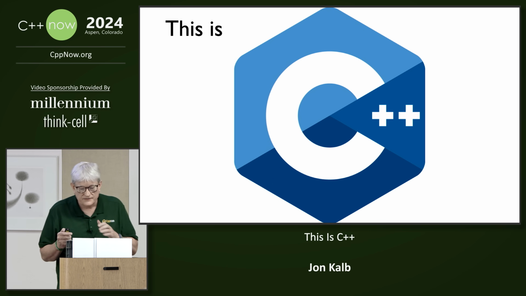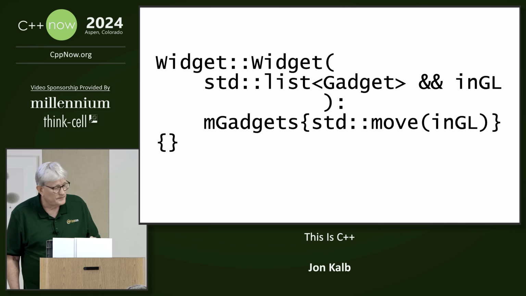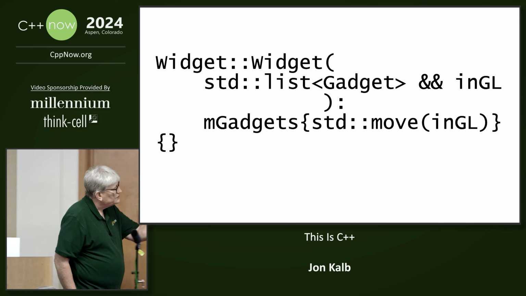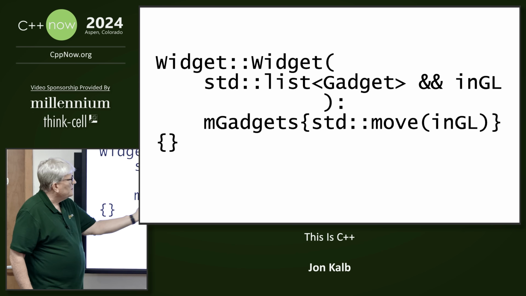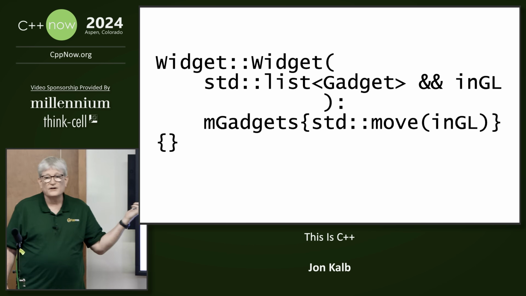So let's look at a specific example of move semantics in action. In the constructor here, we are move initializing one of our data members. And by move initializing, we may be saving what could be a very expensive copy.